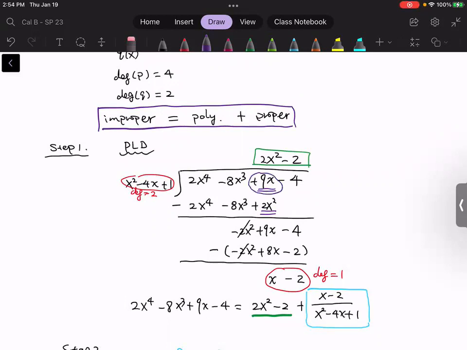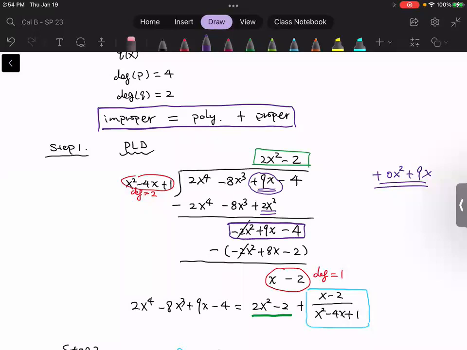In practice, you could write plus 0x squared plus 9x. It will remind us that there is actually a term in x squared. But no matter what, as long as you can get the correct remainder, then I don't think that will be an issue. All right, so go through this procedure.